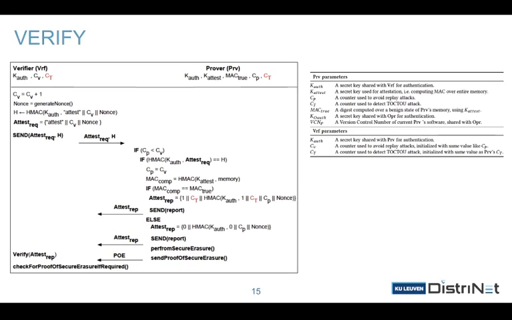This is the pseudocode of Verify. It behaves exactly similar to any hybrid scheme. It's just like an interactive protocol where the verifier sends an authenticated request to the prover to run the remote attestation routine and send its attestation report.